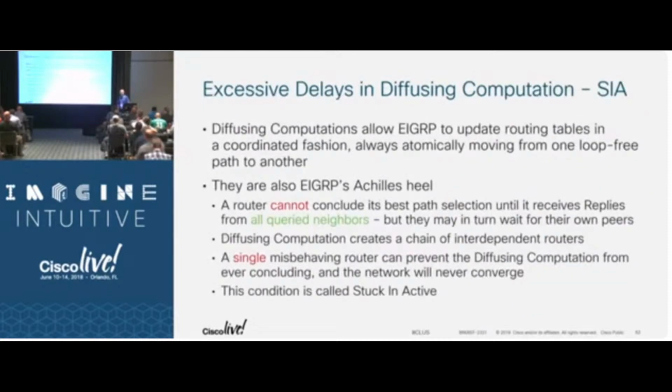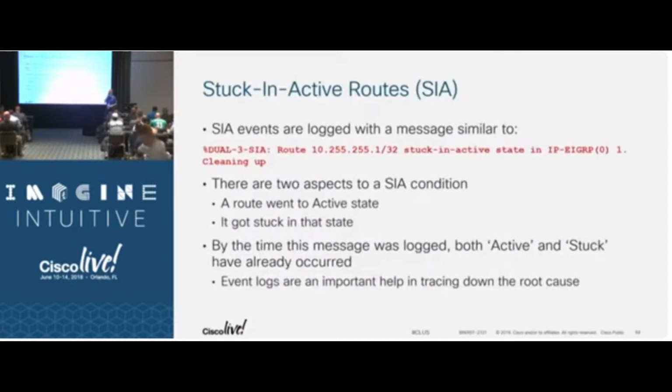So, once again, the diffusing computation creates a chain of interdependent routers. And if a single one is misbehaving, that can prevent the computation from ever finishing. This is the Achilles heel of EIGRP. This is one of the things we use to make coordinated updates. They are the way we make it loop-free. But also, if something's misbehaving, this is also where we perish. And the state where we cannot conclude the computation is the stuck inactive state.